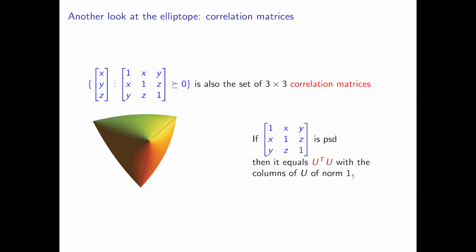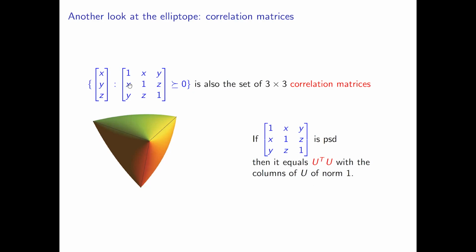You can understand that by realizing that any 3 by 3 symmetric matrix, if it's positive semi-definite and it has 1s along the diagonal, is equivalent to it being expressible as U transpose U, where U is a matrix which has columns of norm 1.